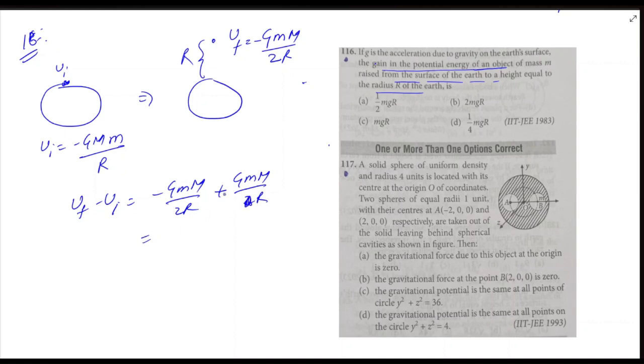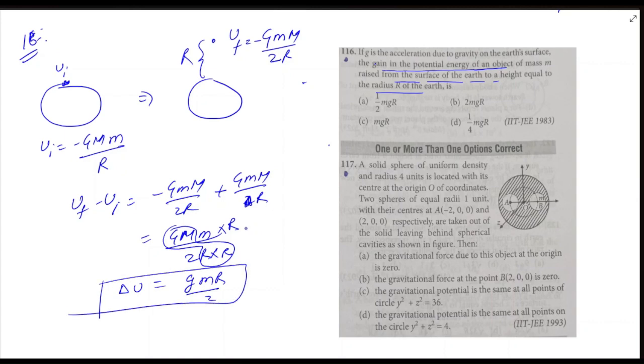So we will have G capital M small m upon 2R. And if you multiply it by R, and this is R, so we'll have G M by R squared, this is small g m R by 2. So this will be the change in potential energy, which is the gain in the potential energy. So A will be the option.